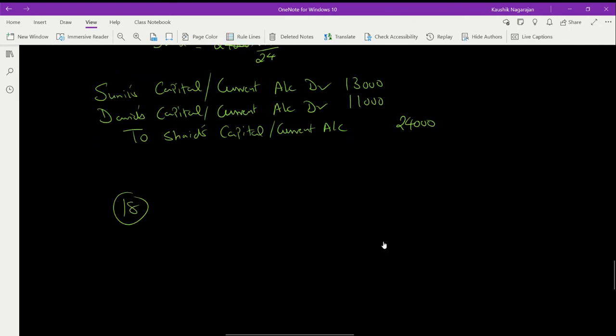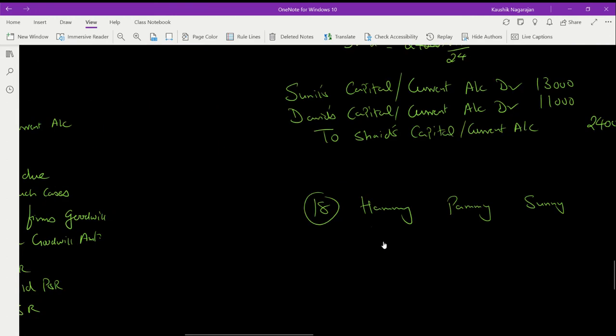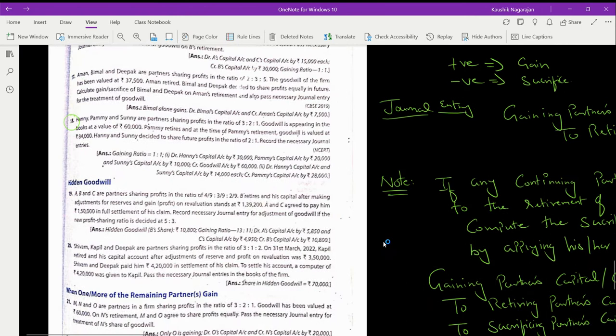Hammy, Pammy, and Sunny are partners. What is the profit sharing ratio? 3 is to 2 is to 1. Okay, so 3, 2, 1. This means 3 plus 2, 5, plus 1, 6. 3 by 6, 2 by 6, and 1 by 6.